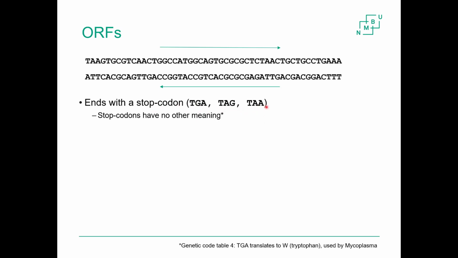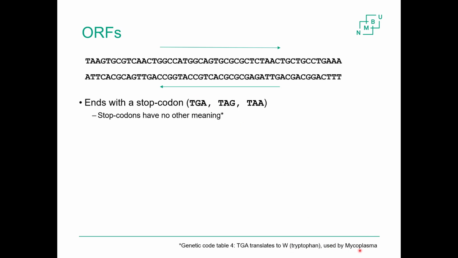And these are the possible stop codons in bacteria: TGA, TAG, or TAA. And the nice thing about the stop codons is that they have no other meaning. They only mean the stop of an open reading frame if they are in the correct reading frame. There is one exception I'd like to mention here, because there is one branch of the tree of life where this stop codon doesn't mean stop. It's used as an ordinary codon, coding for one of the amino acids, tryptophan.